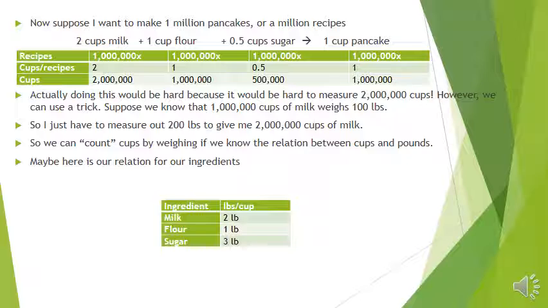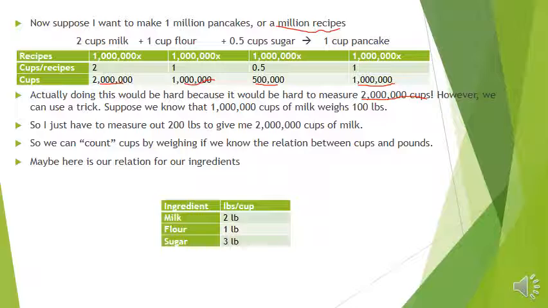All right, now let's suppose I want to make 1,000,000 pancakes. Or you could say 1,000,000 recipes. So we just use the table. If you have a million recipes, you need 2 million cups, a million cups, 500,000, a million. The problem with this is it would be really hard to measure 2 million cups. Just think about it. 1 cup, 2 cups, 3 cups. That would just be overwhelming.